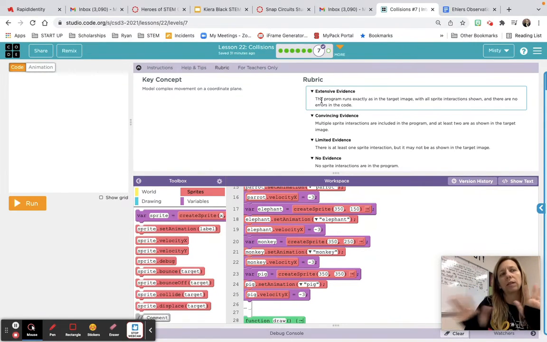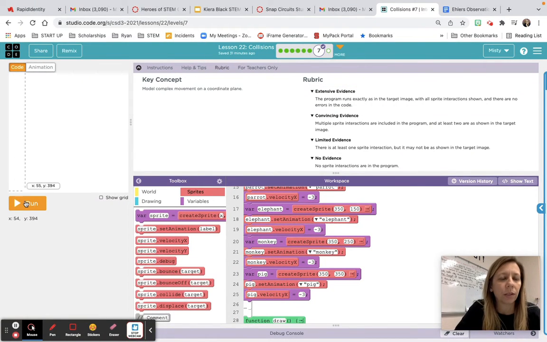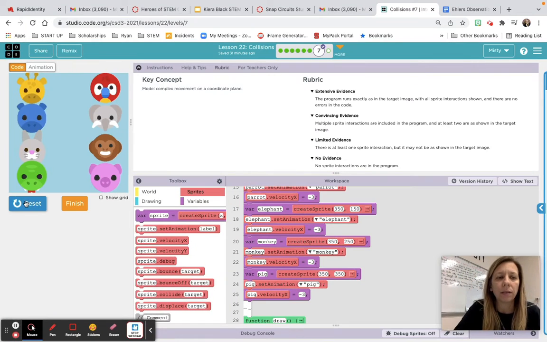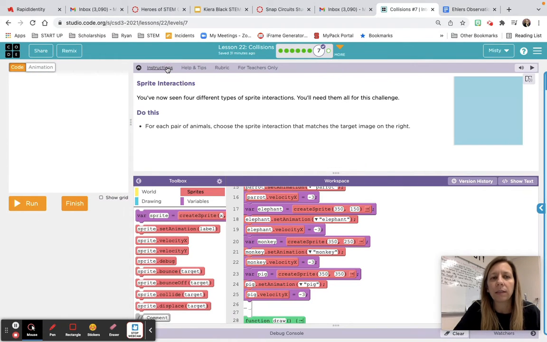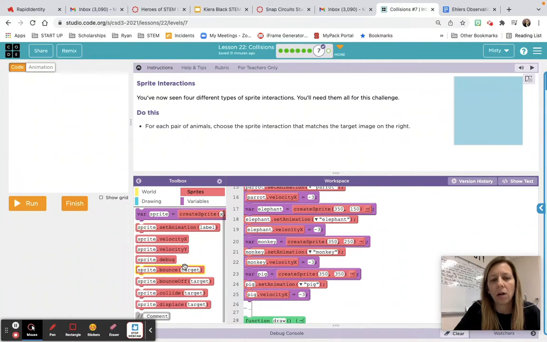Like you can use collide sometimes and displace. One goes in the direction of the sprite, one goes in the direction of the target. And sometimes you can use them interchangeably by just switching the sprite and the target. However, I want you to make the picture ultimately behave like the example. And I also want you to use all 4: bounce, bounce off, collide, and displace in the assessment level.